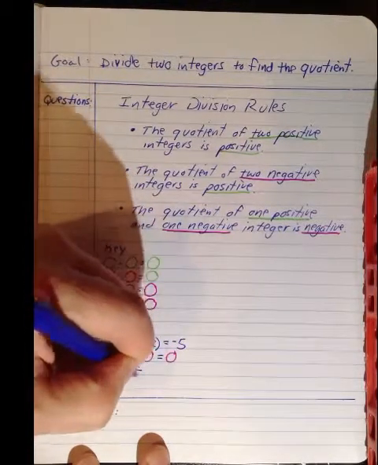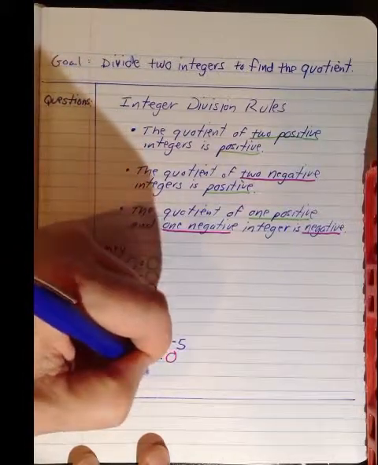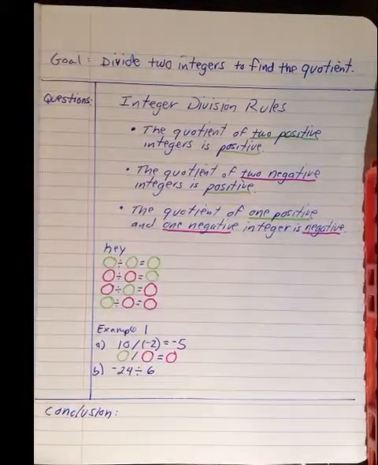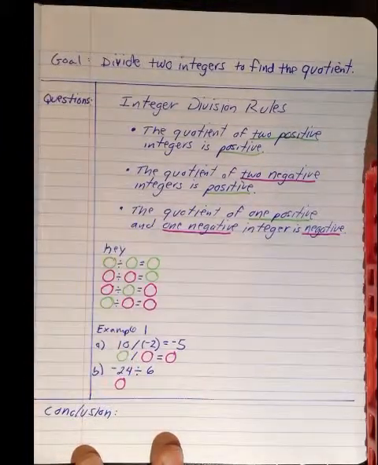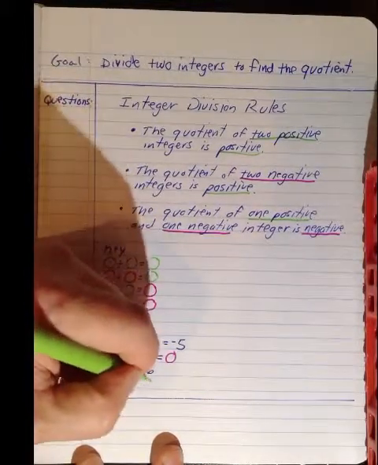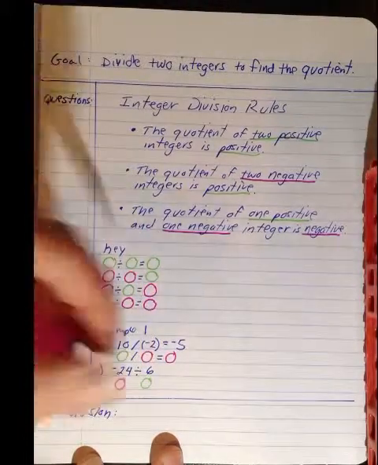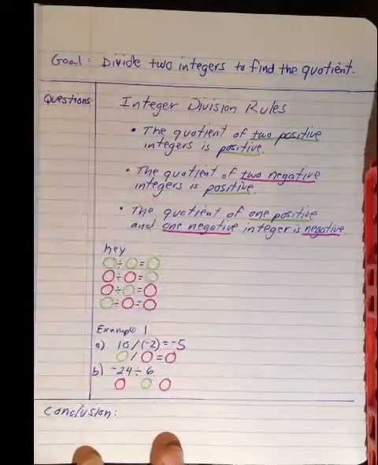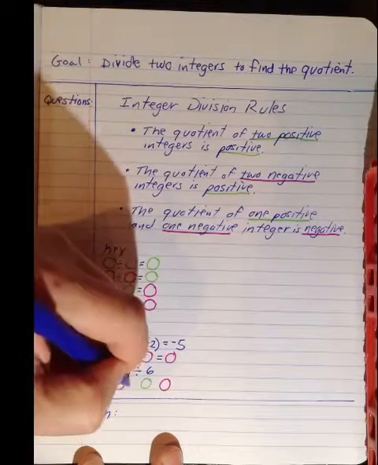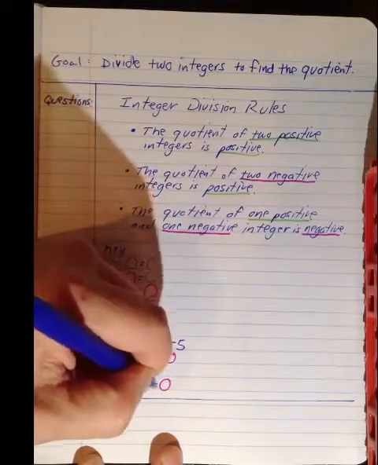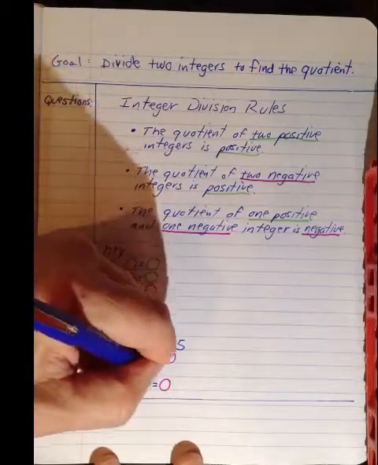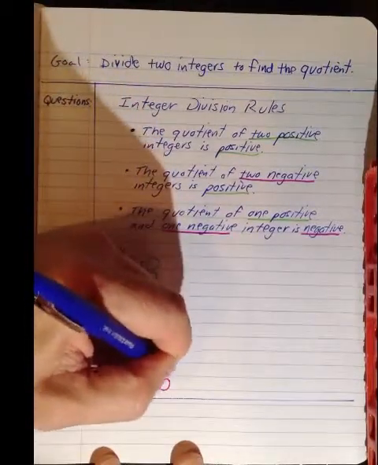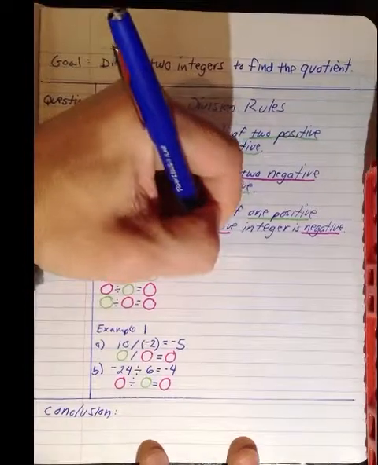Negative 24 divided by 6 is a negative divided by a positive. So the quotient again will be negative. So that's negative 24.